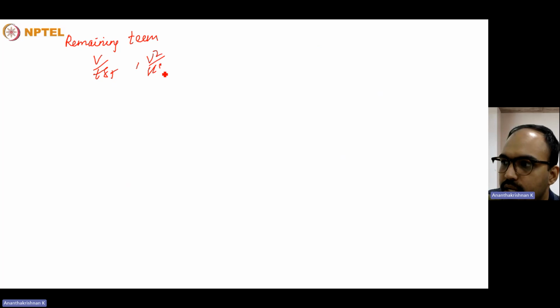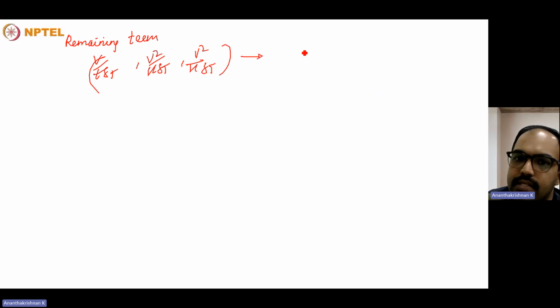The remaining terms will be V by T delta T, V squared H delta T, and V squared by H delta T. So now what we could do is a scaling analysis for these three parts. This is the unsteady term. This is the convection term. So out of this, which will be remaining? That is the question.